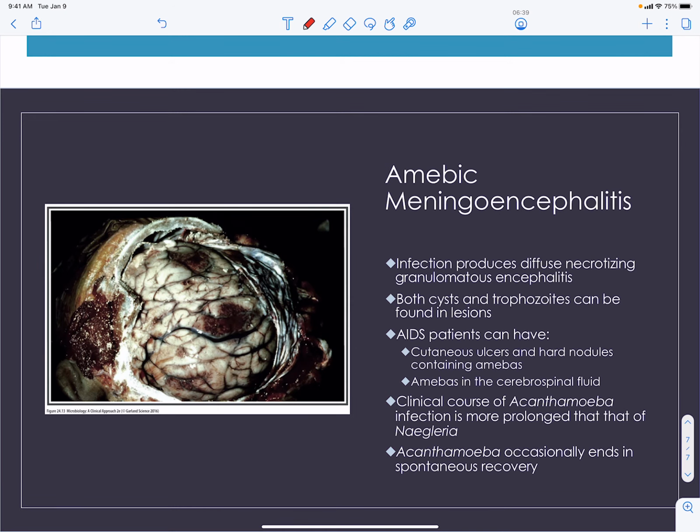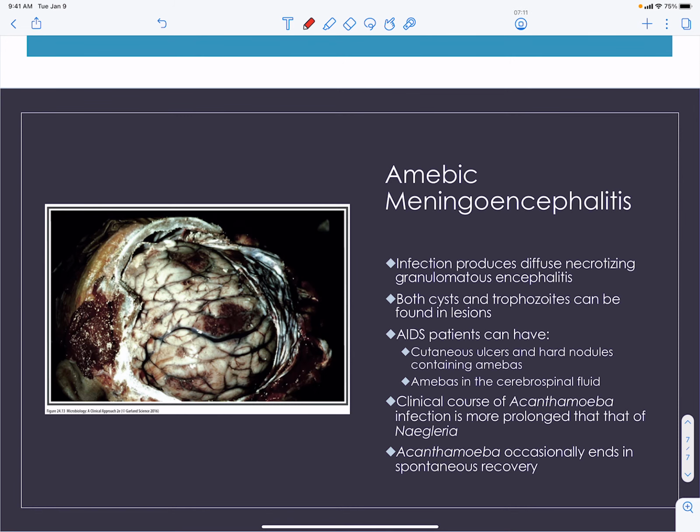The amoebic meningoencephalitis, again, is going to be a diffuse necrotizing process, so areas of necrosis of the brain. You can find cysts and trophozoites in the lesions of the brain. The amoebas are going to be, again, in the cerebrospinal fluid, so you can take cerebrospinal fluid for diagnosis. You can also have ulcers and nodules forming in patients with AIDS who have limited immune capabilities to control this infection.